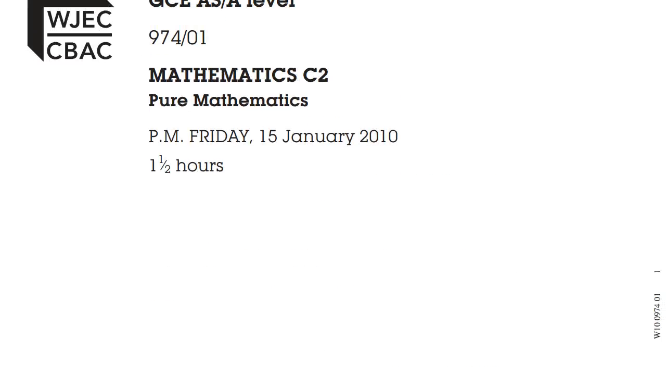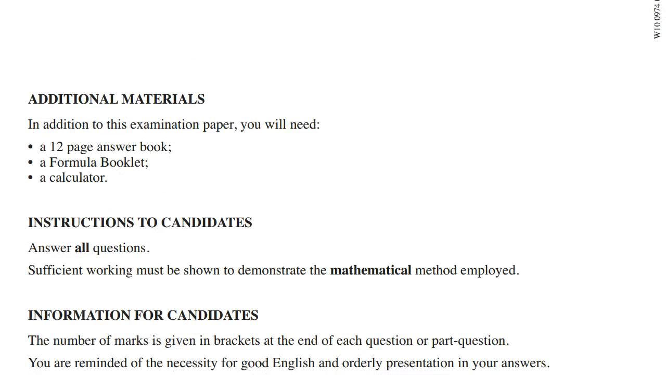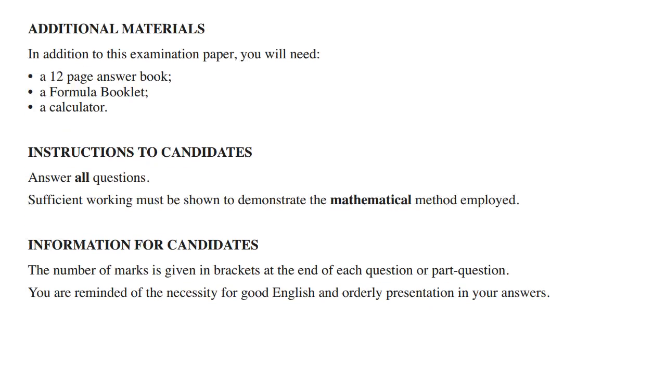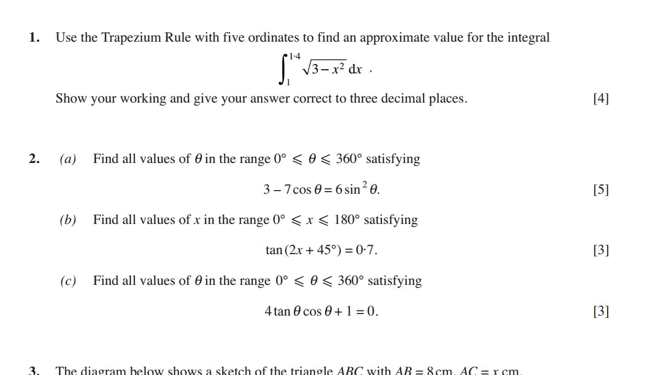Now this is the C2 examination paper, January 2010, and you've got the usual instructions here, haven't you? And the marks at the end of each question. You need to have good English, an orderly presentation in your answers. So that's what it mentions there. So the first one's on trapezium rule. Generally this type of question takes rather a long time, is rather tedious, but it's not difficult.